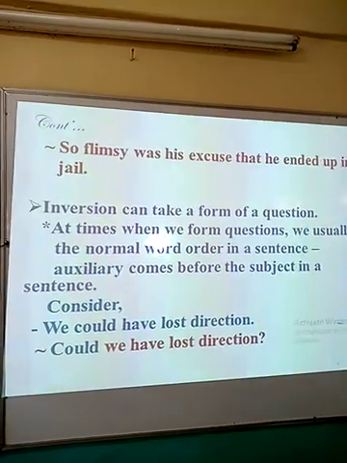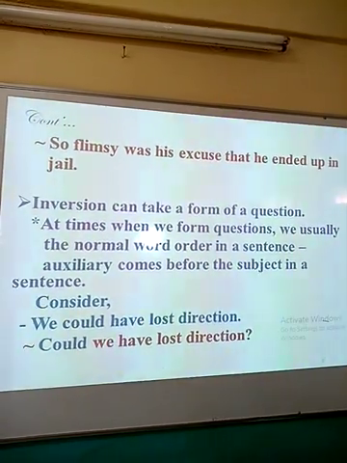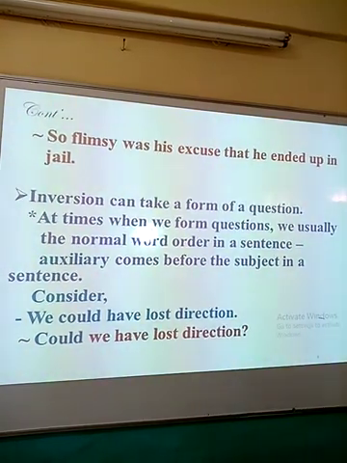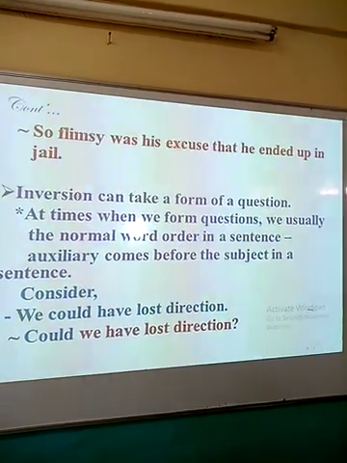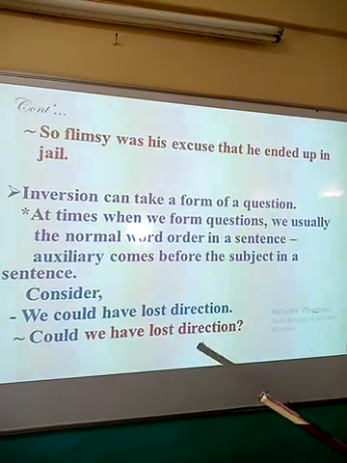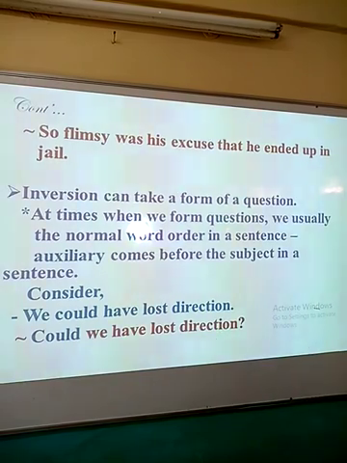Another sentence there is so flimsy was his excuse that he ended up in jail. So it shows, instead of saying just flimsy, it helps you to intensify the fact that it was not just an ordinary flimsy, but it was gravely flimsy.